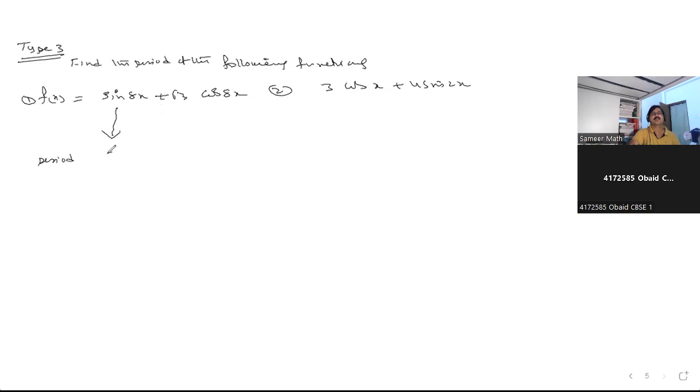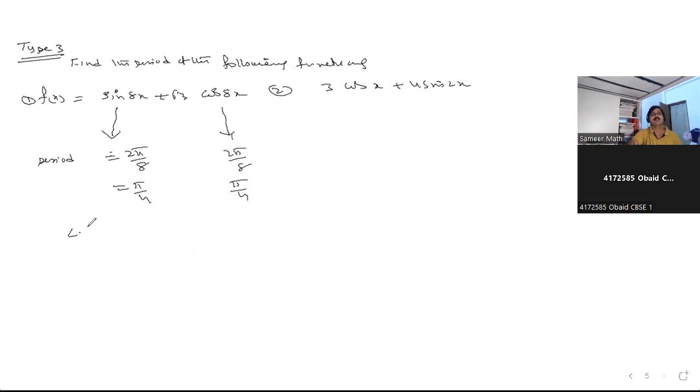Sin 8x is there now. Sin 8x period means 2 pi by 8. And cos 8x period is also 2 pi by 8. Of course, you got pi by 4 here, and here also you got pi by 4. Now the question is, pi by 4 you got it, whether we have to add, multiply or subtract, what we have to do? LCM you have to take.